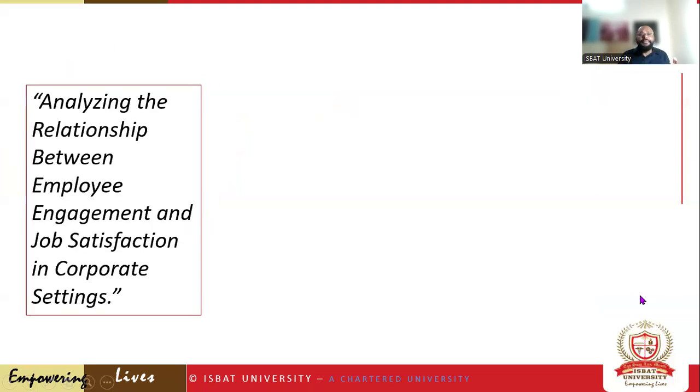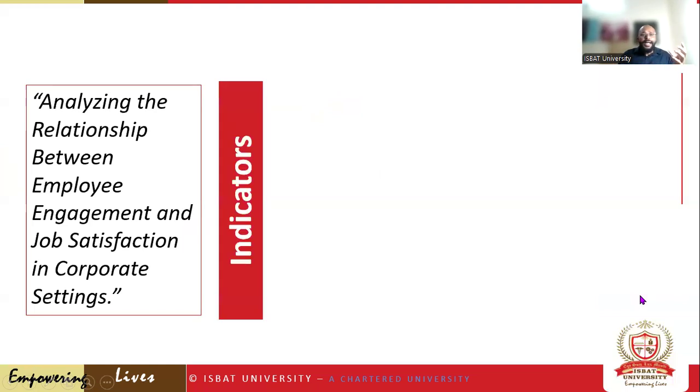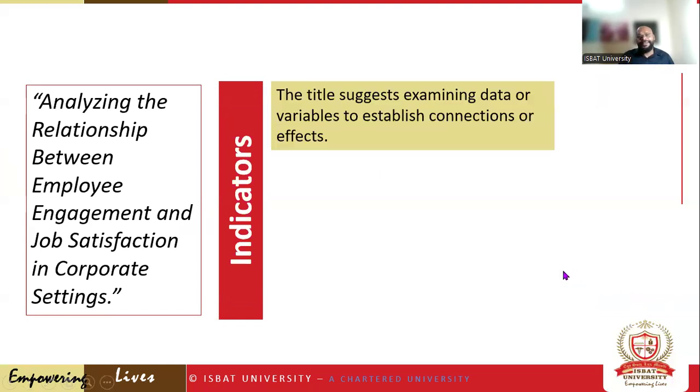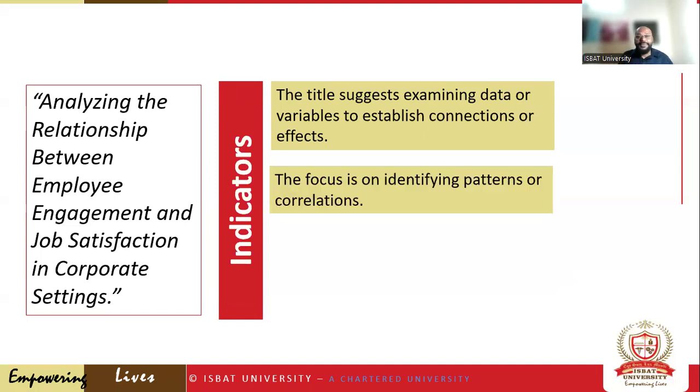So if you look at the dimension of analyzing, what we are going to do, we are going to see the following indicators from this research title. See, the title suggests the research is going to examine a set of variables and try to establish the concept, your dependent, independent, and many other variables that you're going to use in your research. That is one indicator from this title.